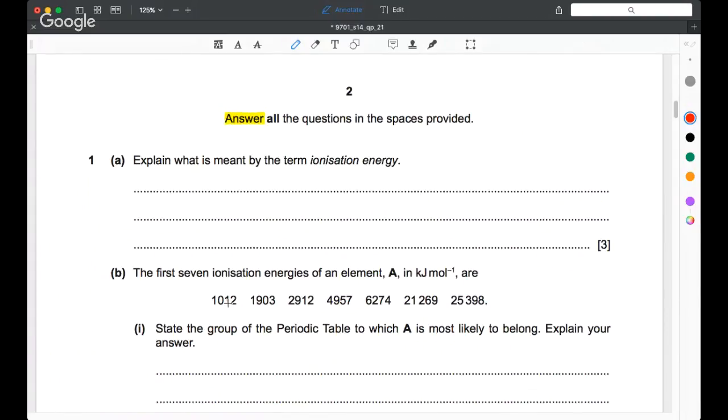And that's just the definition that you need to know. If I just write in here the equation that represents ionization energy. So it is that.